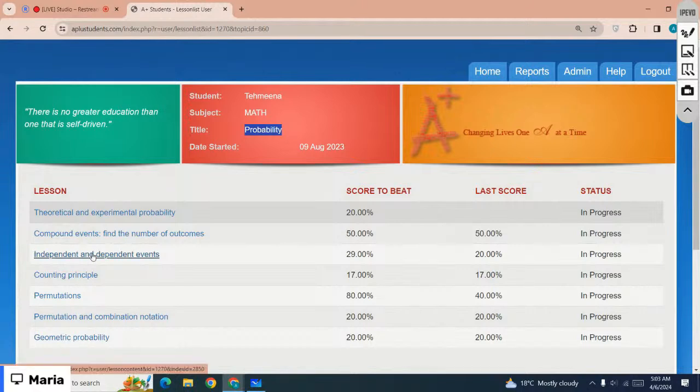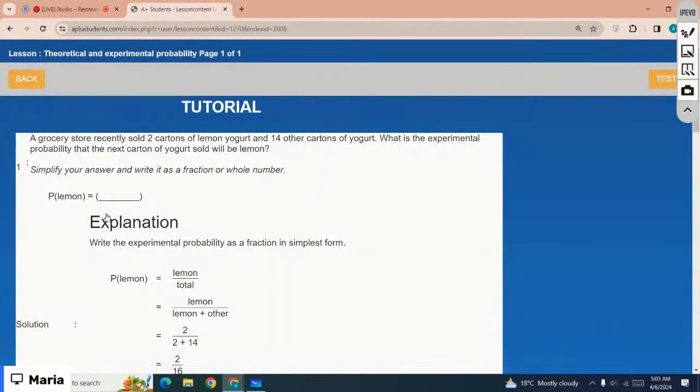So here I am on the first lesson, that is theoretical and experimental probability. Let's just start with the first example. A grocery store recently sold 2 cartons of lemon yogurt and 14 other cartons of yogurt. What is the experimental probability that the next carton of yogurt sold will be lemon? First thing is you have to calculate the total outcomes. The total outcomes are 14 other cartons and 2 lemon cartons. 14 plus 2 is 16.